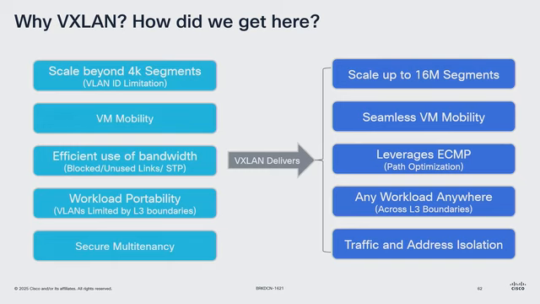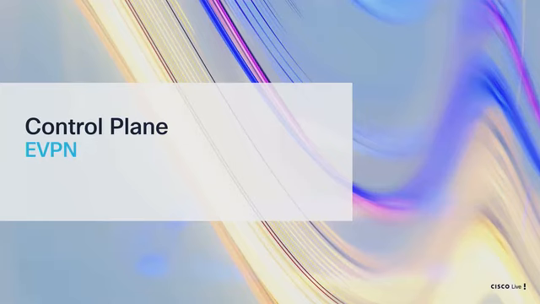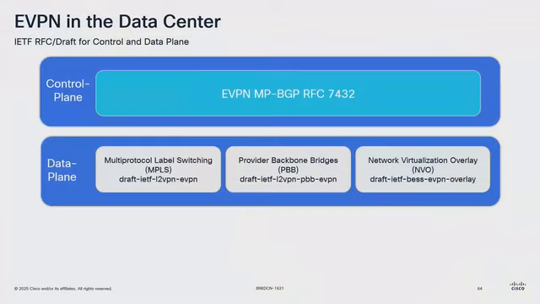We need the control plane. And the control plane of choice for the data center is EVPN, Ethernet Virtual Private Networks. Now, EVPN has been around for quite some time. And if you think about here, this is the standard, RFC 7432, but there are different data plane encapsulations that are tightly coupled with EVPN that we saw from service provider networks like MPLS, Provider Backbone Bridge, and then ultimately network virtualization overlay based on that draft.